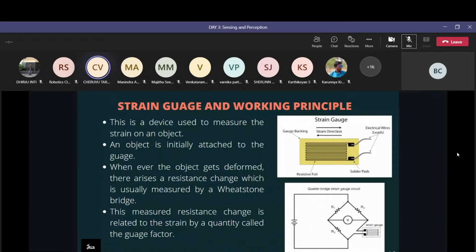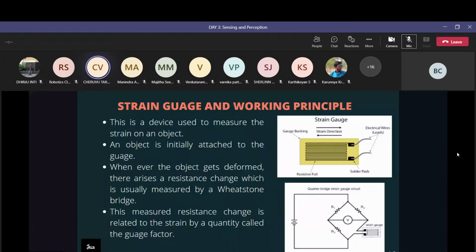Coming to the theory part, this is a device used to measure strain on an object. With the help of the strain gauge, you can identify the strain applied on the object. So what is the working principle? An object is initially attached to a strain gauge. Whenever an object gets deformed, it will cause a resistance change. Why is the resistance changing? Because there is a resistive foil. So when the strain is applied on the object, the resistive foil will get deformed, which means it may change in its length, area, etc. And a change in length or area will automatically change the resistance.